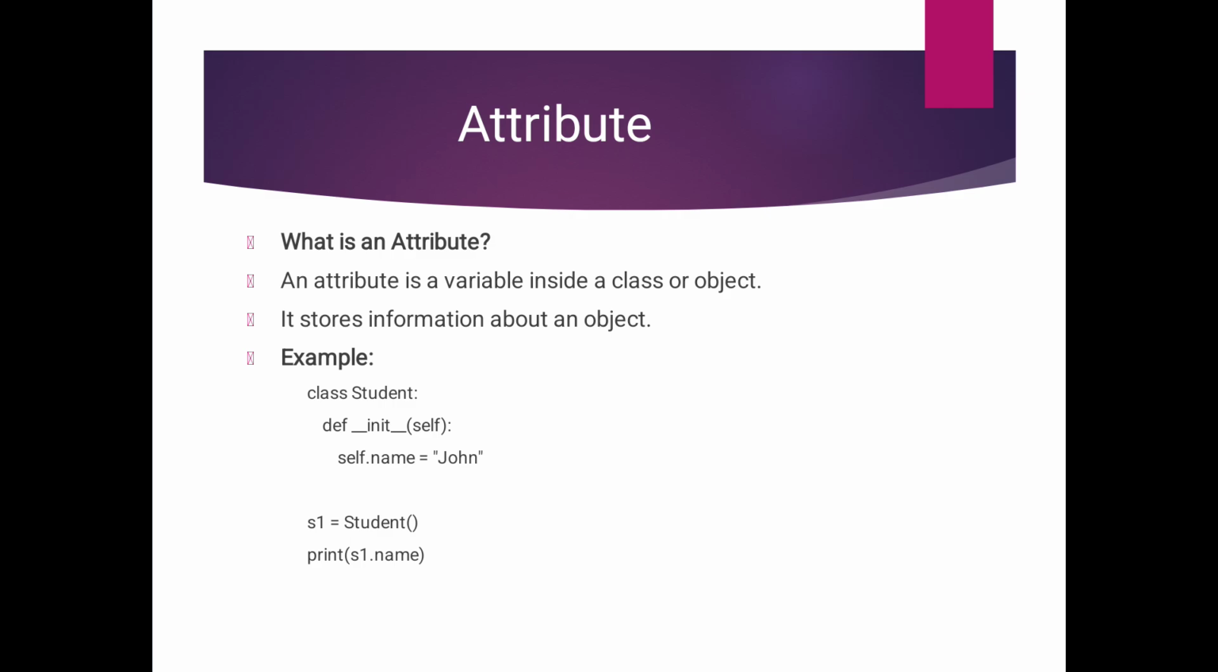Next is attribute. An attribute is a variable that stores information about an object. For example, a student has a name, roll number, and age. These are called attributes because they describe the student. Here, name is an attribute. Inside the constructor, we assign the value John to self.name. When we print s1.name, the output is John.